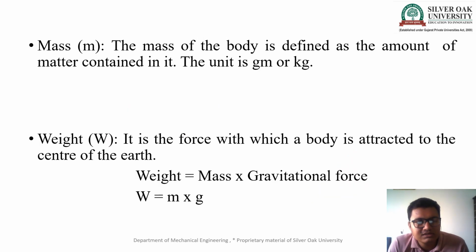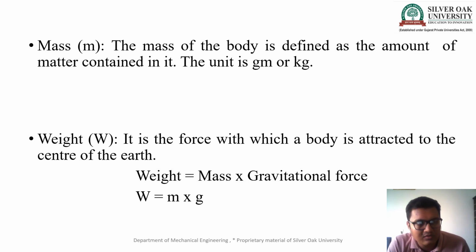Now we discuss the difference between mass and weight. Both terms are very important. Mass does not depend on the gravitational force, and weight depends on the gravitational force. So the weight of a body varies from moon to earth because the gravitational force varies. On earth the gravitational acceleration is 9.8, and on the moon it is different. So the value of the weight is different.